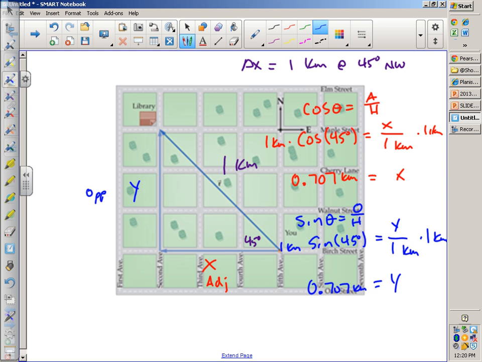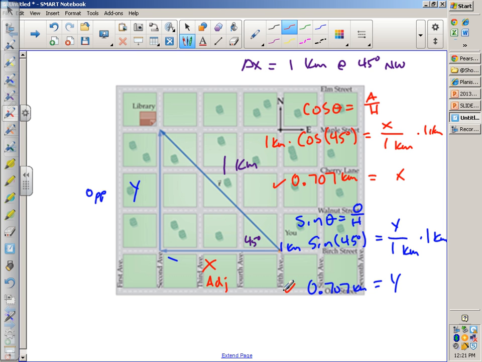Now, if you remember your geometry stuff, you can take a shortcut. Because in this triangle specifically, what kind of triangle is this? It's a right triangle, but it's a 45, 45, 90 right triangle. And what do you know about the sides on a 45, 45, 90 right triangle? They're equal to one another. And so we find out that is the case.